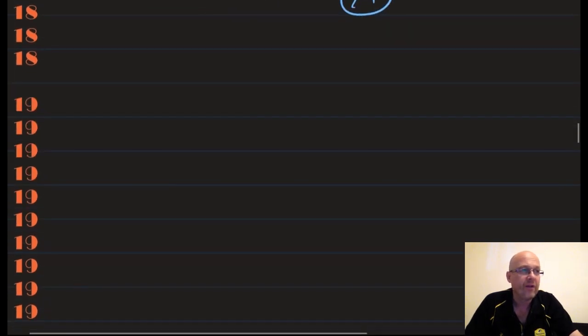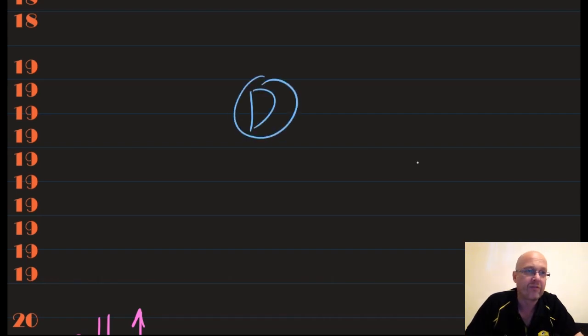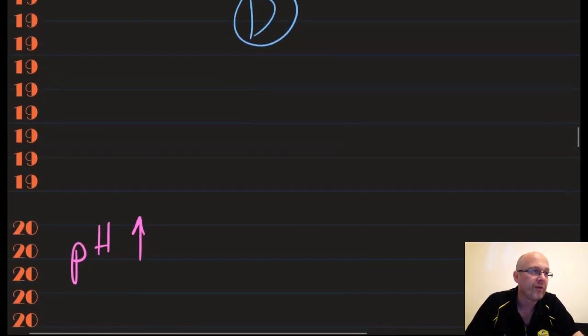19's trivial, the difference between a conjugate acid and base is H+. So identify which of those pairs are different by H+, and that is D, 19D, different by H+. 20.